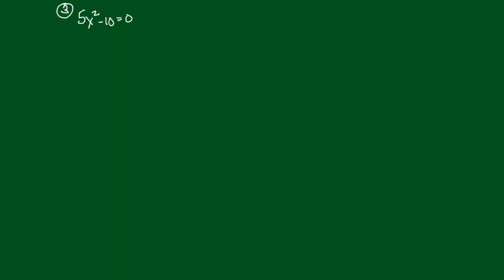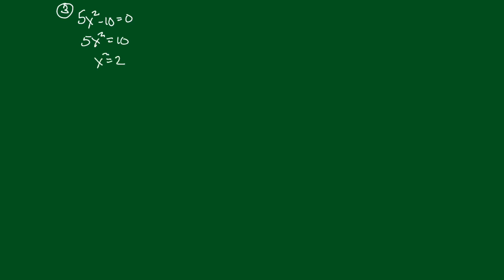This quadratic equation has no linear term. Notice there's a squared term and a constant. The way I'm going to deal with this is just separate the two. So I'm going to add 10. I'll get 5x squared equals 10. Let's divide by 5. So we'll get x squared equals 2.